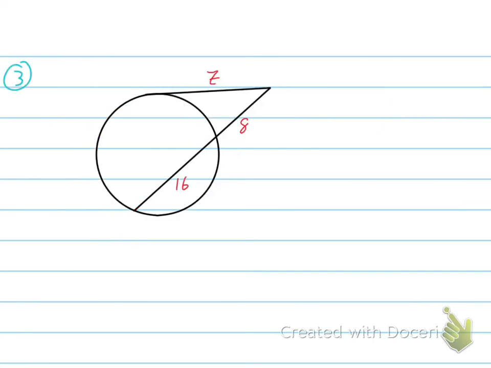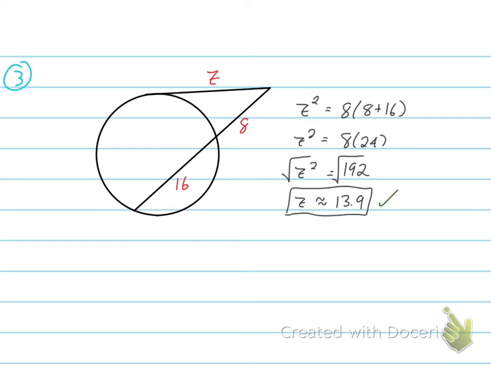So in this example, our last one that we're going to do today, we have that segment Z and then that other segment, 8 and 16. And I could write it like this. Z squared equals 8 times 8 plus 16. So Z squared equals 8 times 24. To solve for Z, I take a square root. And Z is about equal to 13.9 if I round to the nearest tenth.